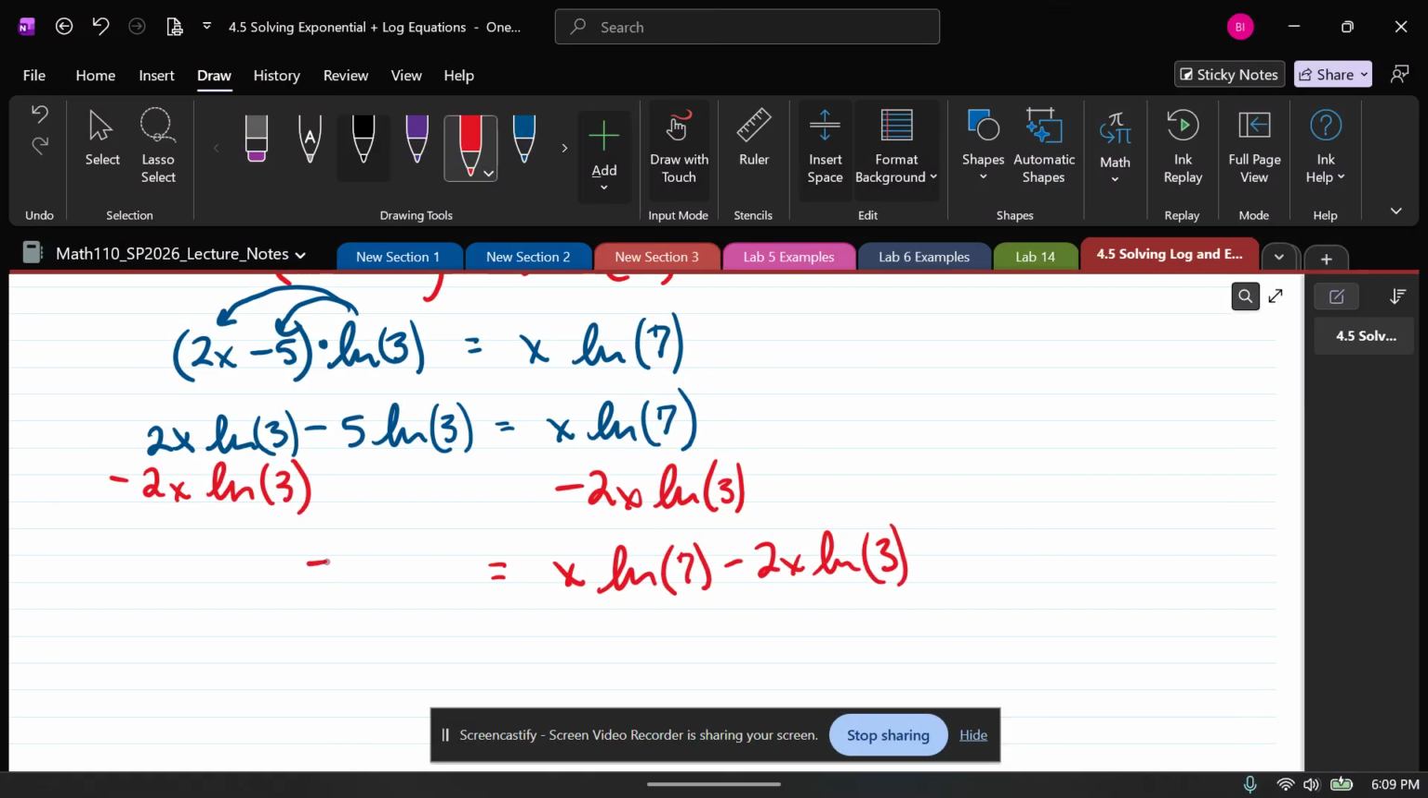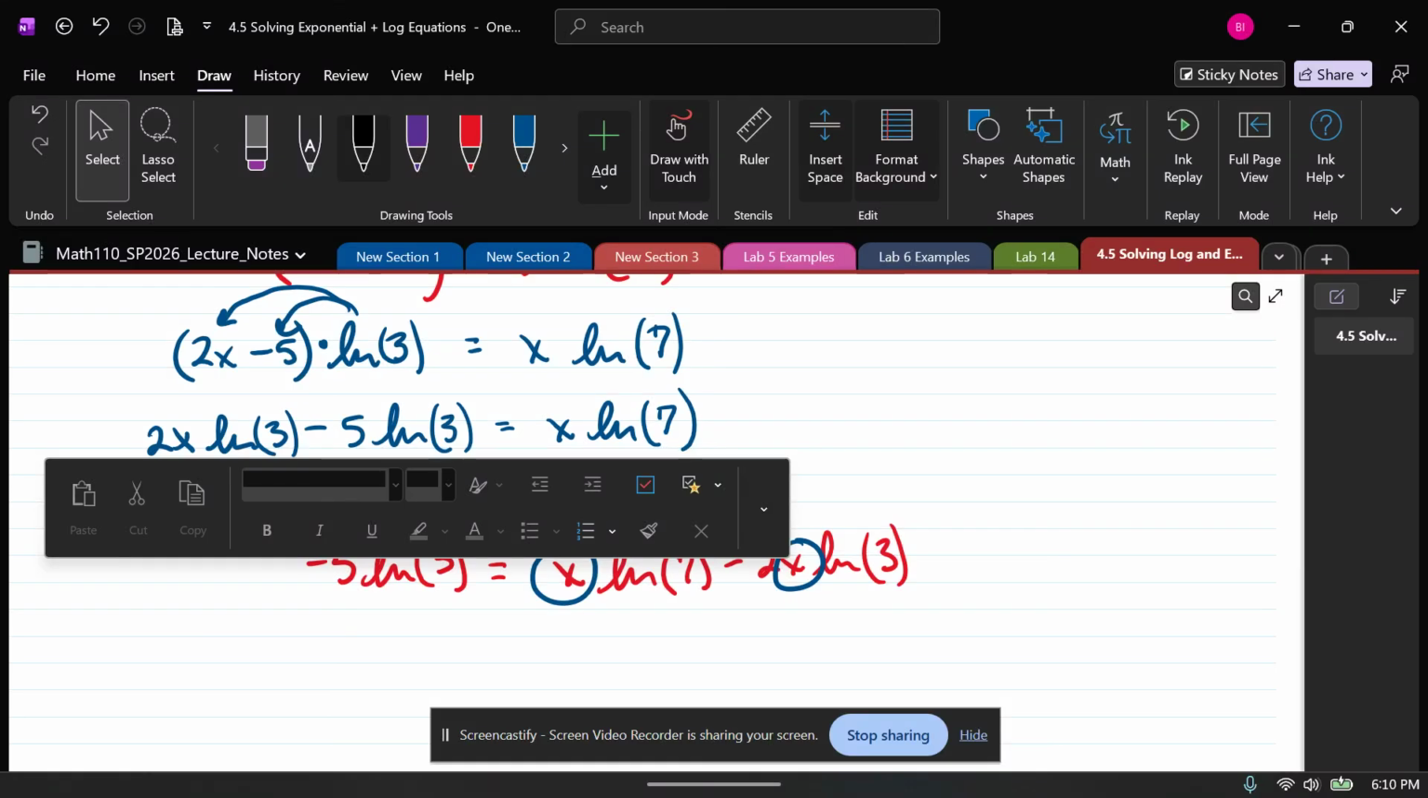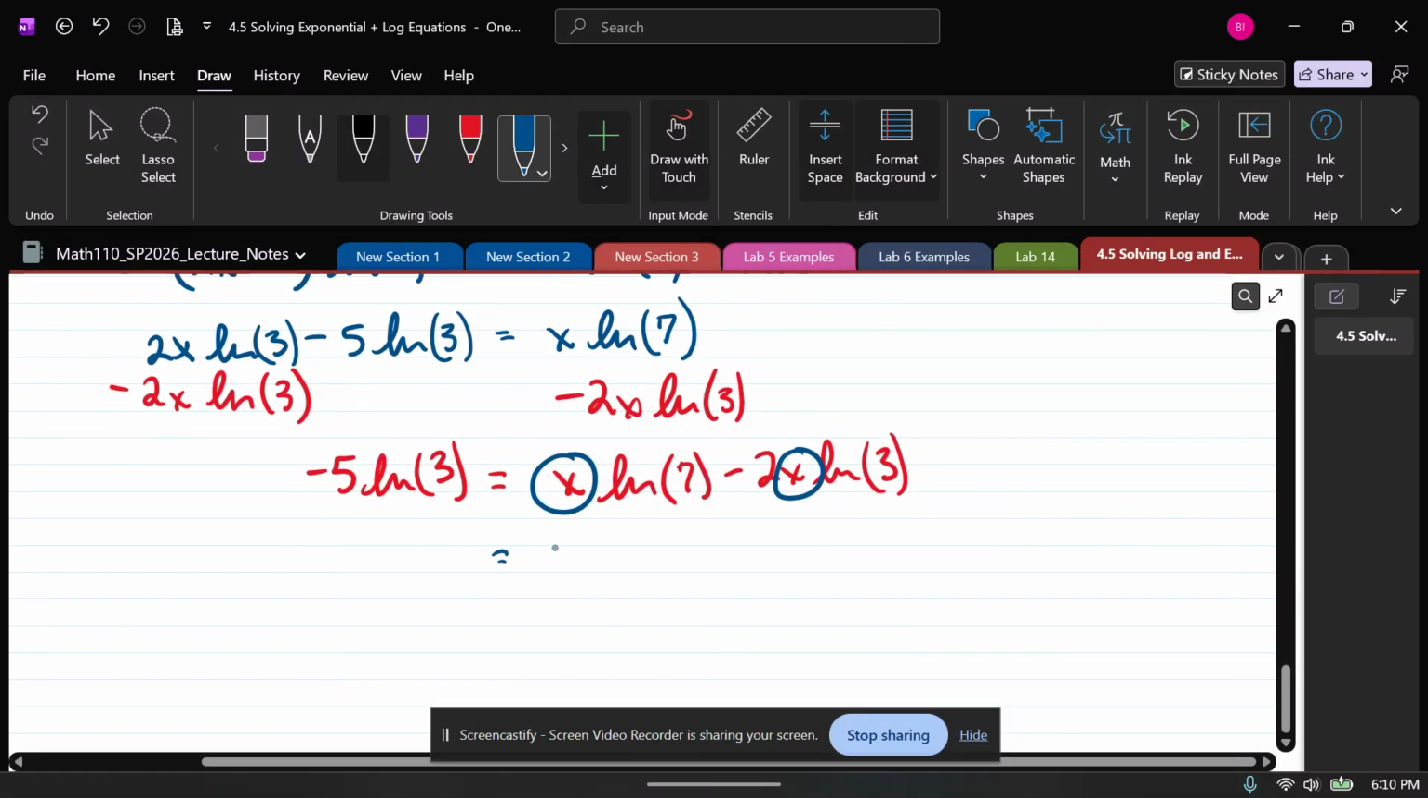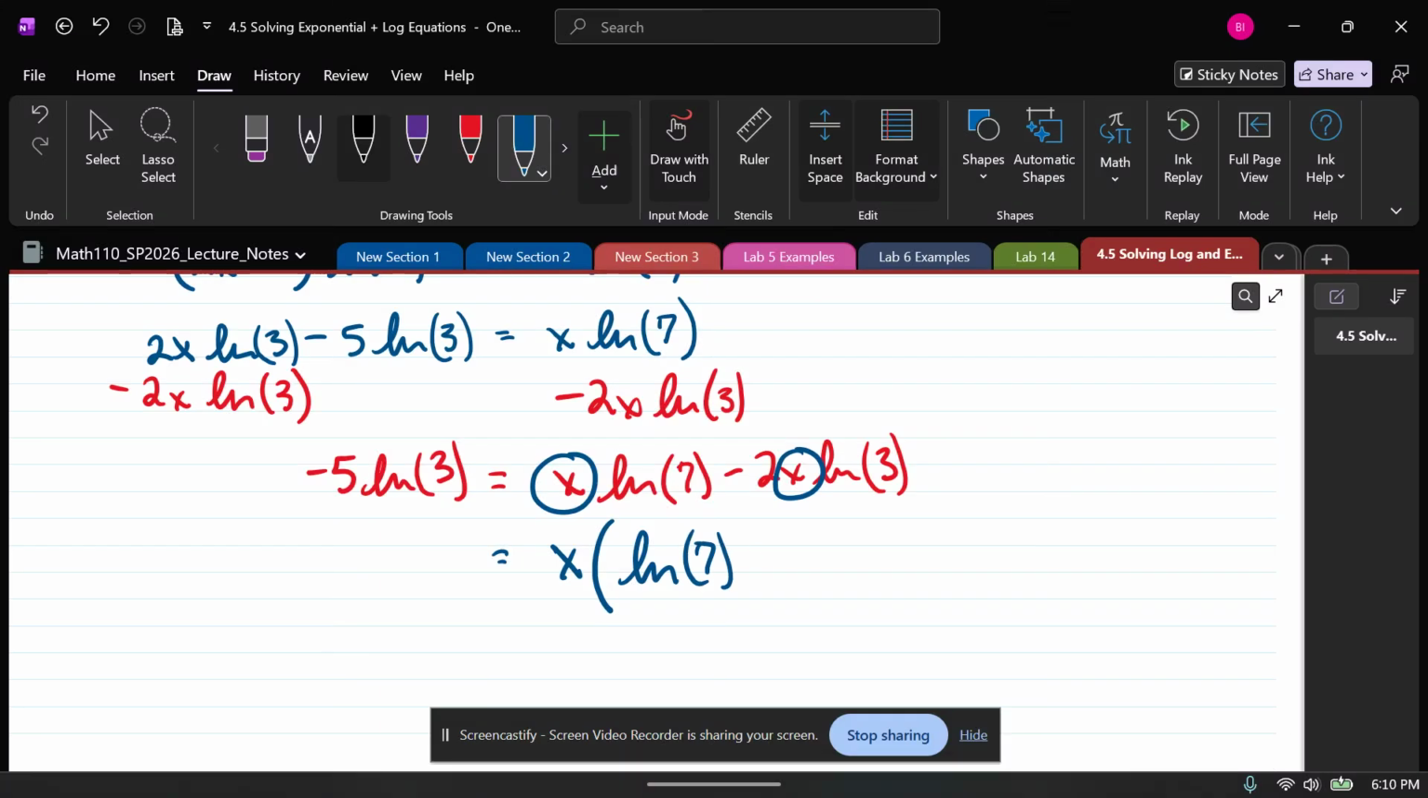The left-hand side, I got negative 5 natural log of 3. That's a number. That side over there, the negative 5 natural log of 3 is a number. Now, here's where that trick comes back. Both of the problems on that side have an x. So the trick is to factor that x out. So that's going to give me x parentheses natural log of 7 minus 2 natural log of 3.